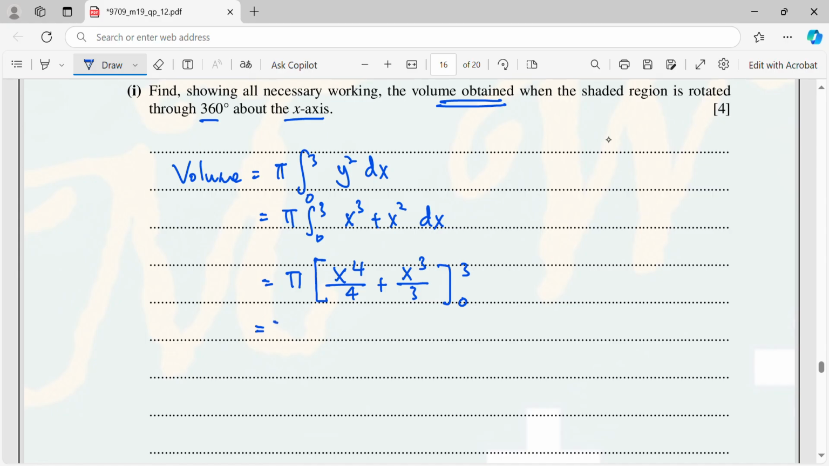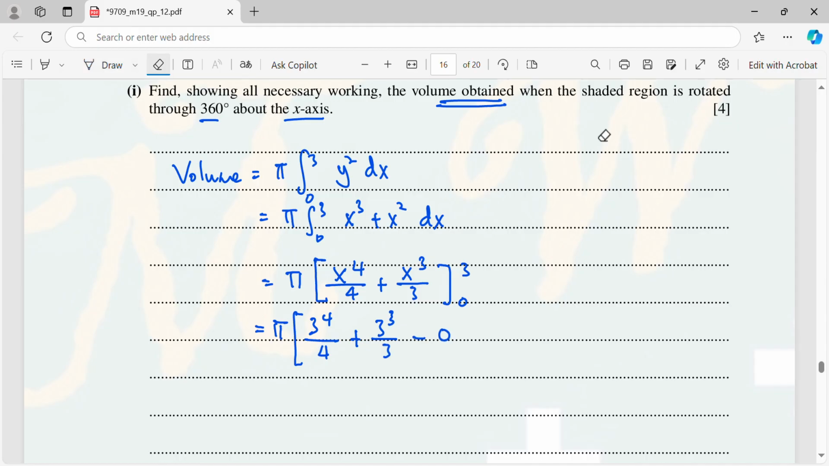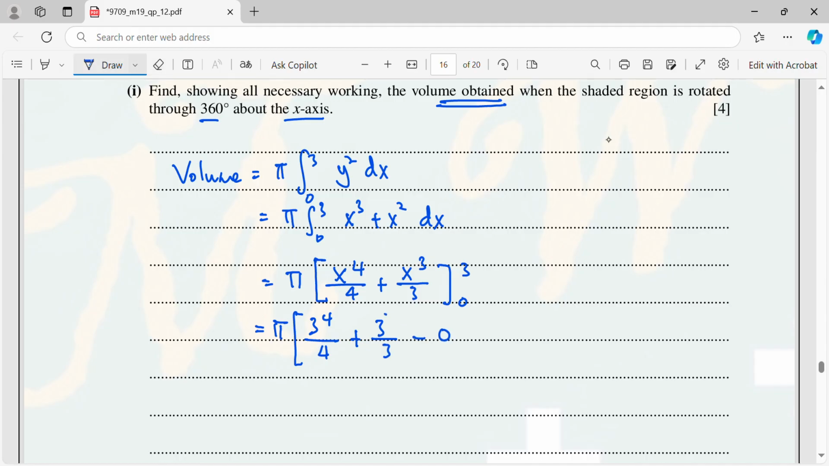Then from here you will be getting pi. Okay, replace the x by 3 now. So 3 power 4 over 4 plus 3 cubed over 3. Then minus, when x equals 0, both terms equal 0. Then from here, it will be pi. 3 power 4 is 81, so 81 over 4 plus 3 cubed over 3 is basically 9. So at last, you are getting 117 over 4 pi. That is the volume of the shaded region.